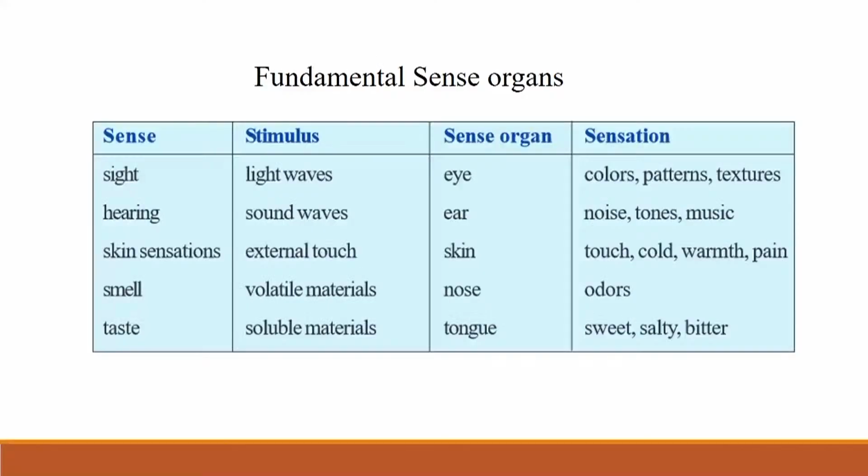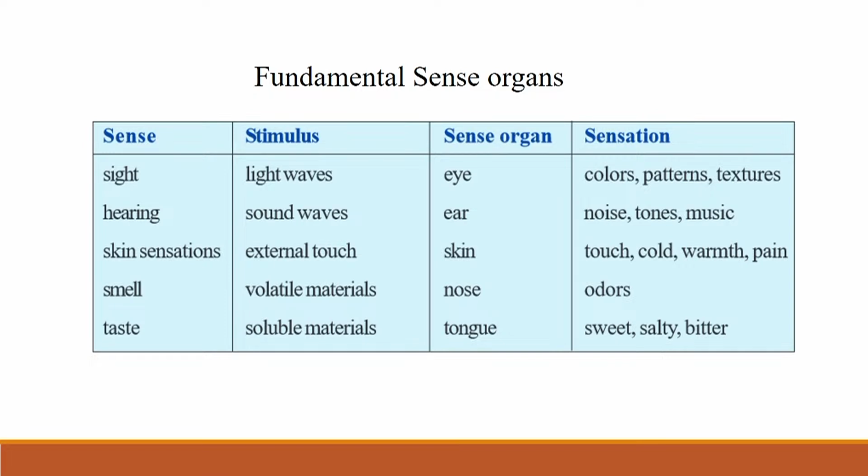So these are the fundamental sense organs. I have taken this table from your book only, and it is basically a summarization of how sense organs are reacting to stimulus and what their functions are. So sight is responding to the stimulus of light waves, and eyes are the sense organs, and sensation might be with respect to color, patterns or textures. So all these things will be considered in sensation.